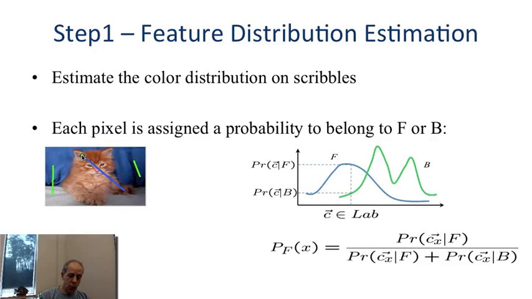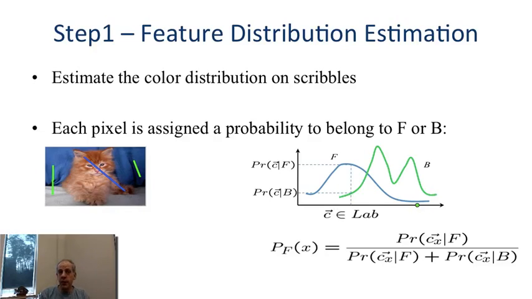We can basically go and look at all the pixels that the user has marked as foreground. We can draw the histogram. We can draw the distribution of those pixels. We can do basically the same for the background. So we end up with a distribution of foreground. We end up with a distribution of background. Very often the background has much more variability than the foreground.